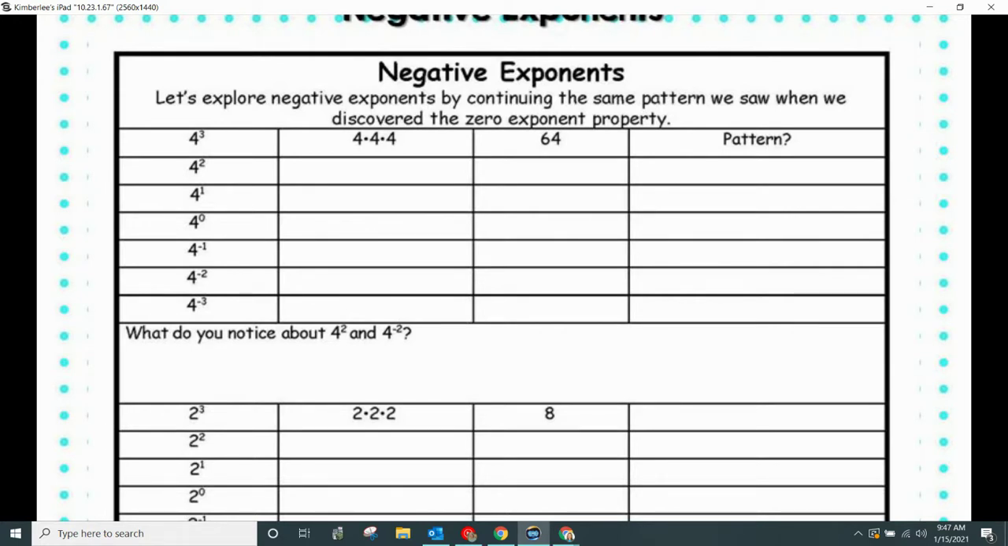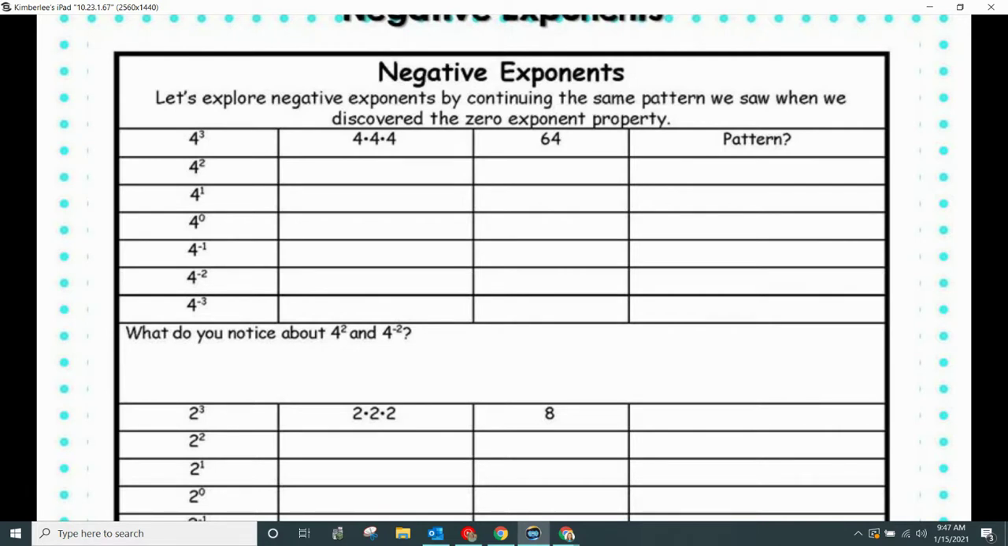Notice over here on the side, our powers are counting down. They start at 3 and they end at -3. So what happens when we start going from positive exponents to negative? Remember how I told y'all, when we learned about the zero property, we learned about this pattern, how we're dividing and we can get the answer that way. Well, that pattern has to continue. So let's see what happens.